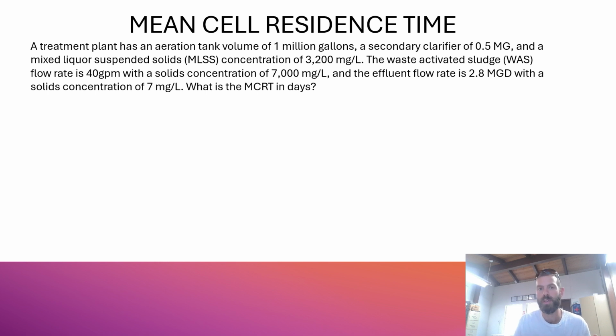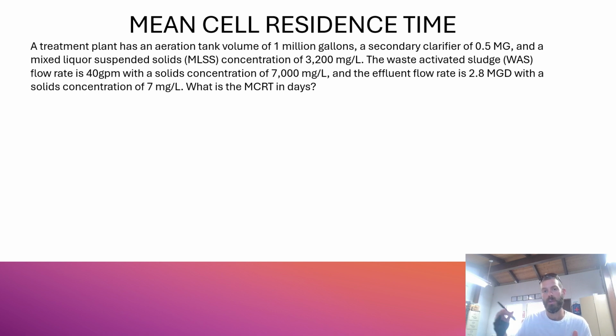Say I have an MCRT of 3 days, probably not nitrifying. Say I have an MCRT of 12 days, I'm probably nitrifying and denitrifying. It's probably a biological nutrient removal or an extended aeration of some kind. So that's how we use this. And this math problem is a California grade 2 level math problem, which is a lower level. And this tells us what our MCRT is.